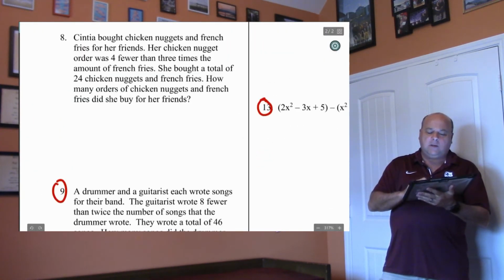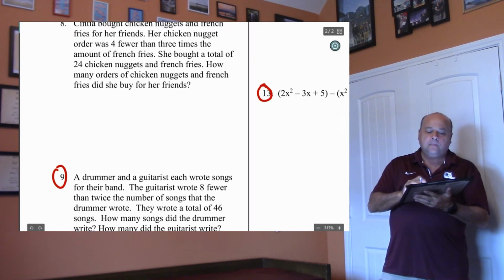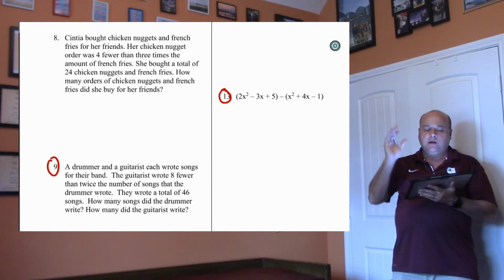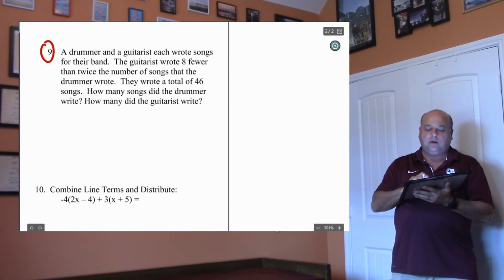Continuing on, what a blast. I'm not going to do all these for you. Number 8 and 9 are going to be systems problems, okay?